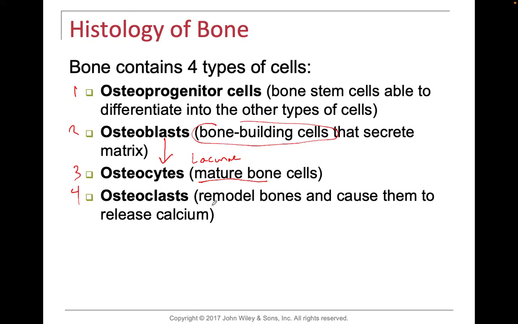And osteoclasts, these are involved with bone remodeling. They break down bone. So osteoblasts build bone, the osteoclasts break down bone. They work in opposite ways.